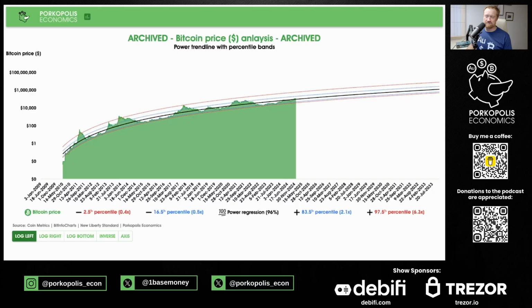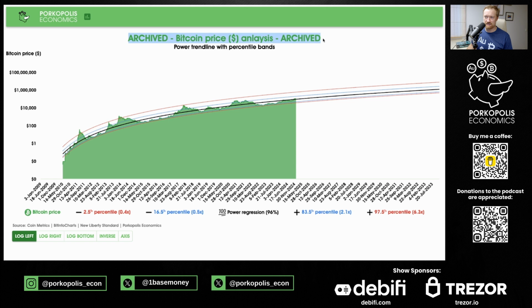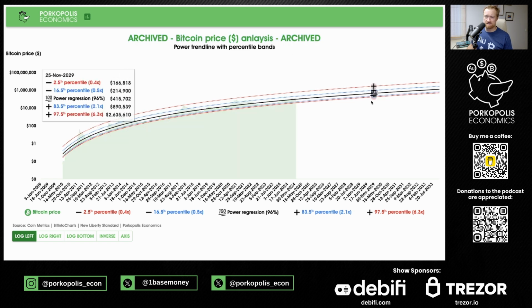To kick off the videos this year, I wanted to show a chart that I've shown for a long time. It's been about 2 years since I've been making actual YouTube videos on these charts. Actually, the first time I posted about Bitcoin following a power curve was New Year's Eve 2018, so 6 full years ago. But this chart, I'm going to archive the format. You see here I have in big letters "archived." I'll show you 2 charts in this video today, and this is going to change.